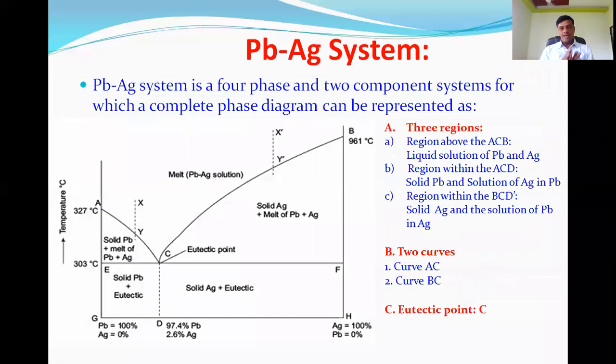Now this is, as far as your examination is concerned, this part or this portion is, I would say, important. If the examination is going to be conducted offline, then this question may be asked. Explain the lead silver system, or the same question can be asked in other words: explain the phase diagram of two component system. If the question is asked like this, then you have to explain the lead silver system. Okay, phase diagram of lead silver system.